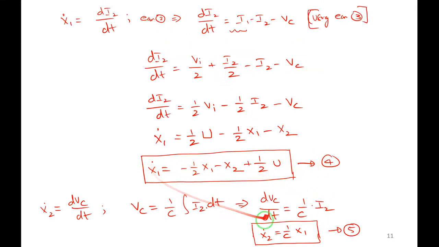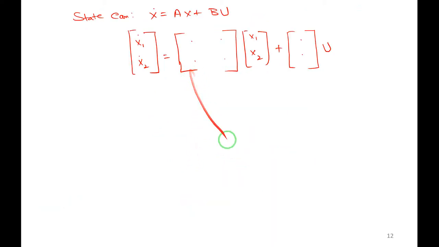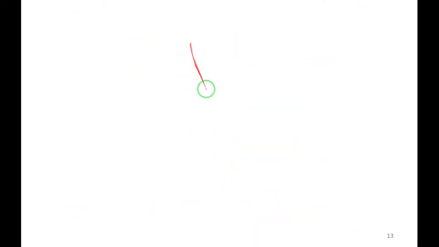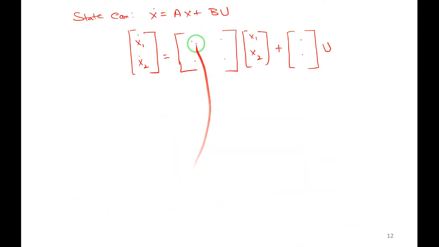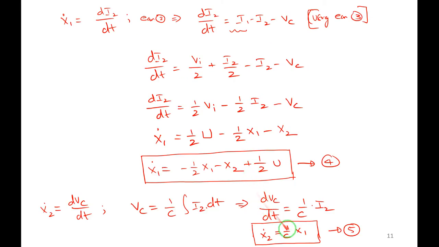So this is x1 dot, x2 dot, right? Just we'll fill up the coefficients of x1 first. Observe this equation. Coefficient of x1 is minus half. So let me write it here. From the next equation, coefficient of x1 is 1 by C.